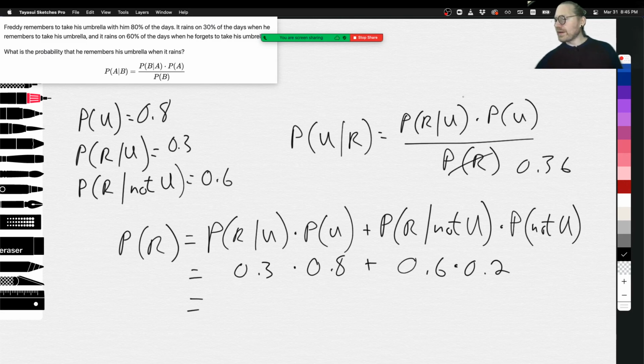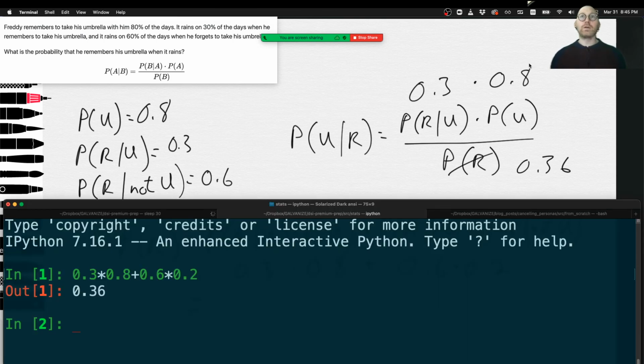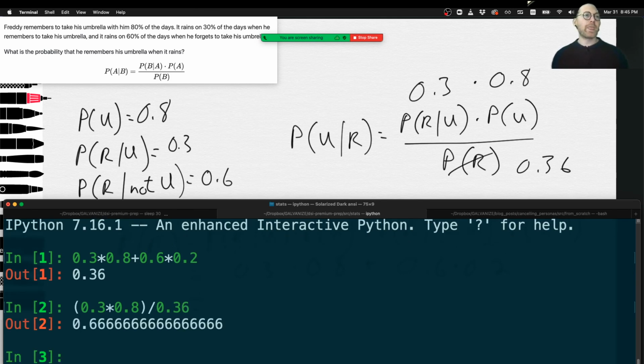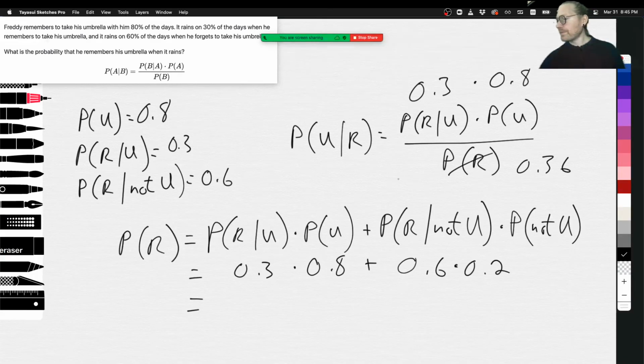Probability of rain given umbrella, again, is 0.3. And then probability of umbrella is 0.8. So let's look at what that is. That's 0.3 times 0.8 divided by 0.36. And it looks like the probability of him taking his umbrella given that it's going to rain is, we can just say 0.667. Right? 2/3 probability.